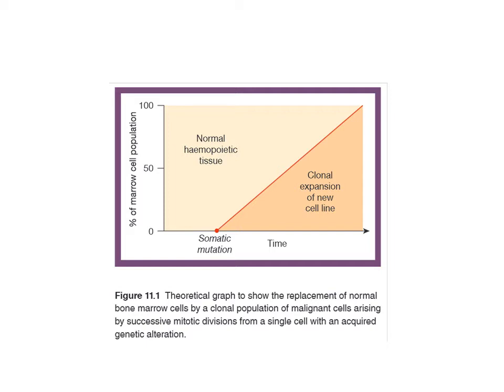This is malignancy. Clonal expansion of a new cell line. There is some mutation in the cells. Now these mutated cells are dividing by mitotic divisions. They are more aggressive. They are suppressing the normal hematopoiesis in the bone marrow, and this malignant clone is occupying almost all the marrow. This occurs after malignant change.